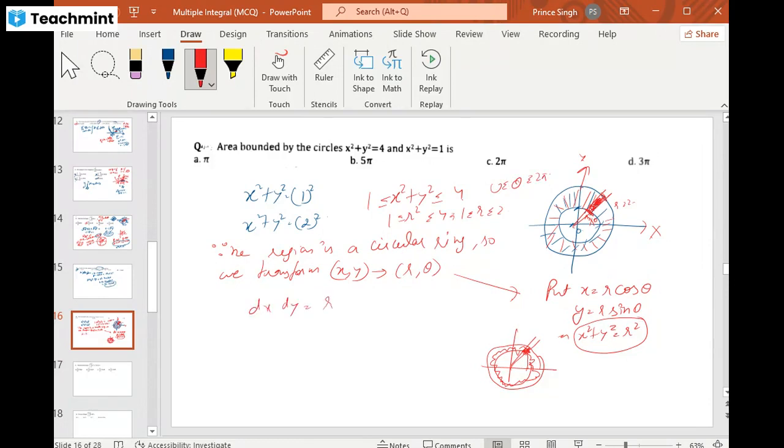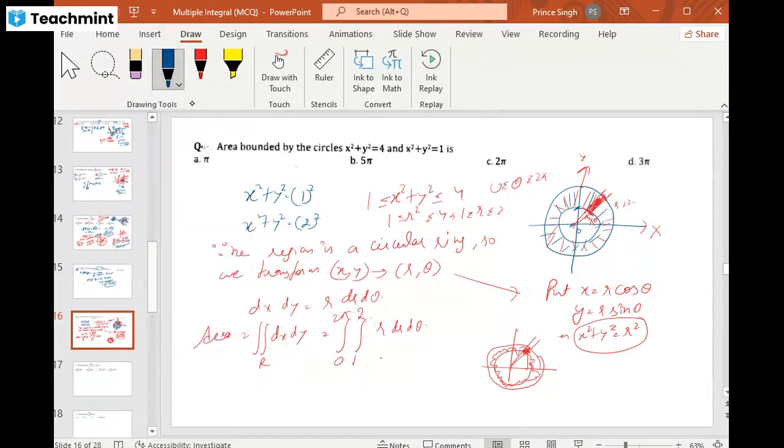dx dy will be r dr d theta. What will be the area? Area is the double integral of dx dy over the region R. This is the limit of r varies from 1 to 2, and dx dy is r dr d theta, and the limit of theta is 0 to 2 pi. So again, the limit of integration is constant.